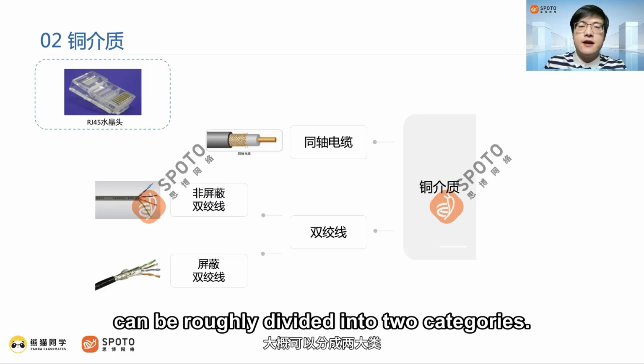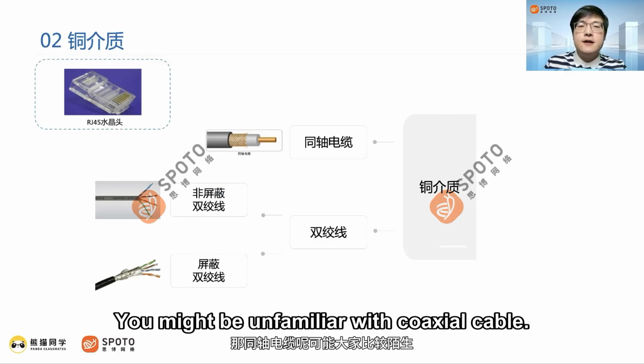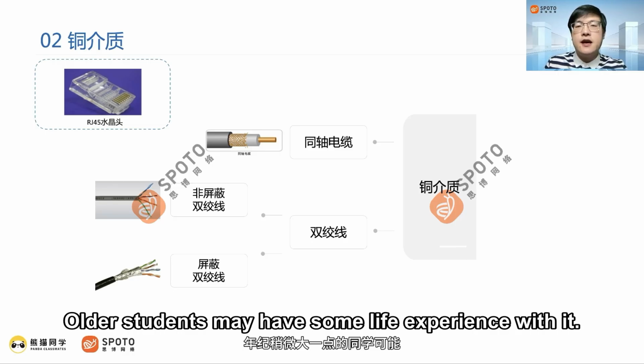can be roughly divided into 2. The first is coaxial cable. The second is twisted pair cable. You might be unfamiliar with coaxial cable. Older students may have some life experience with it.